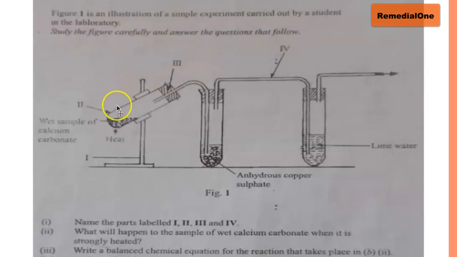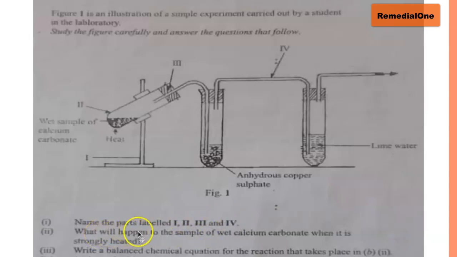So this is the diagram here. We have the part labeled II, we also have the part labeled III, then the part labeled IV is here, and then we have the part labeled I. So the first question is: name the parts labeled I, II, III and IV.